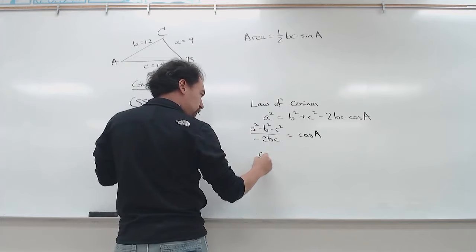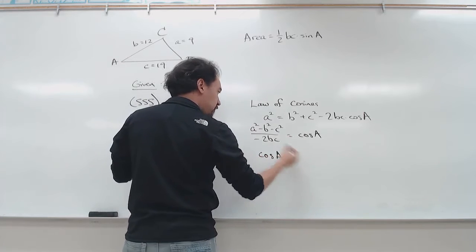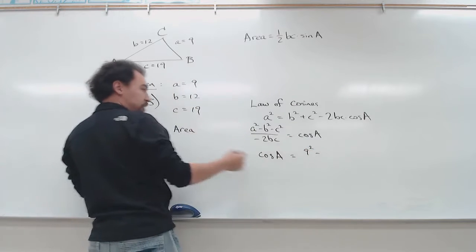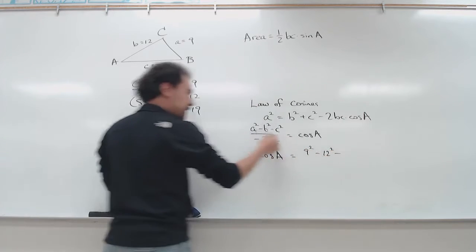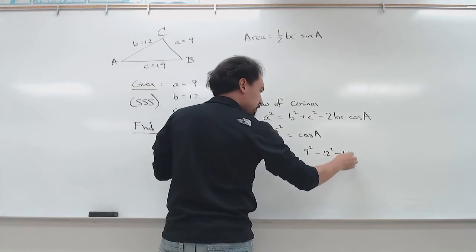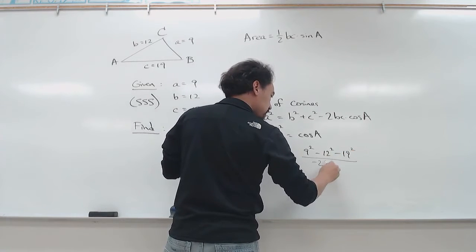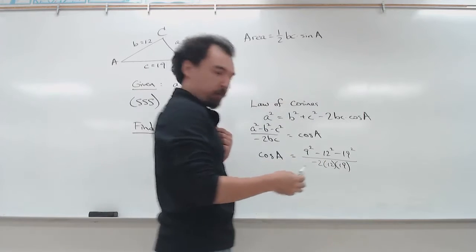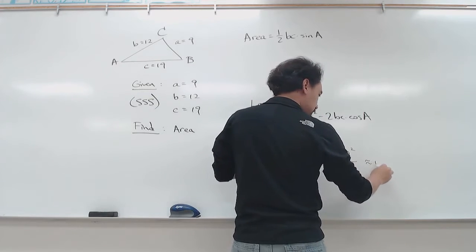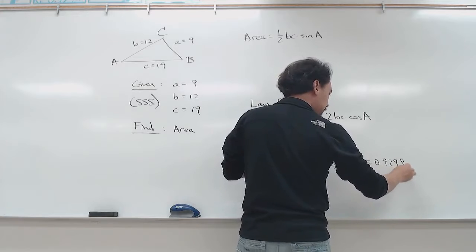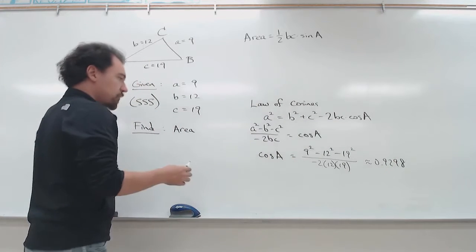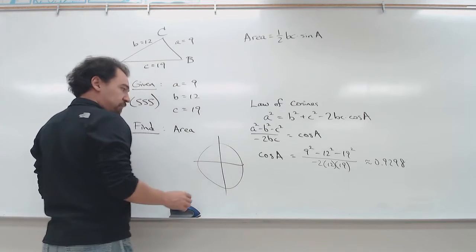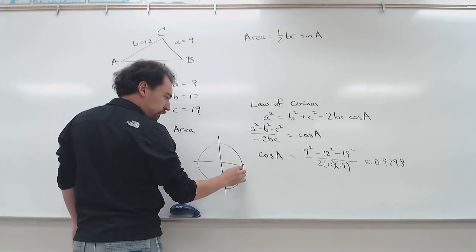So I'm going to put the cosine on the left of the equation, equals A is 9, B is 12, and C is 19. And if we plug this into a calculator, we get a number like that. Now, the way we discussed this before was we said, all right, so cosine is the x-coordinate in the unit circle, and I need it to be 0.9298.